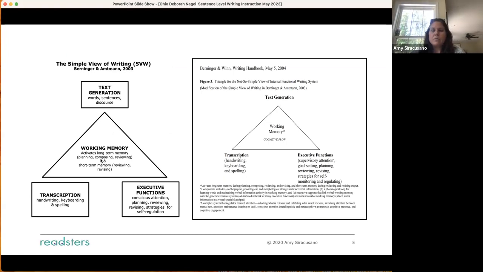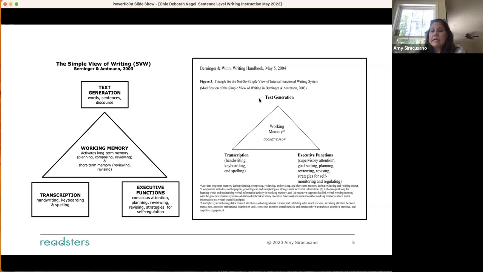The model on the left was developed in 2003. This is the simple view of writing. And then about a year later, based on some newer research, they modified this and renamed it the Not So Simple View of Writing. Now, the two areas in which they found they really needed to concentrate some additional information that came out of the research is this central triangle for working memory. They updated this and renamed it cognitive flow, and I'll explain that in a minute. And then the other area that they updated is executive functioning.